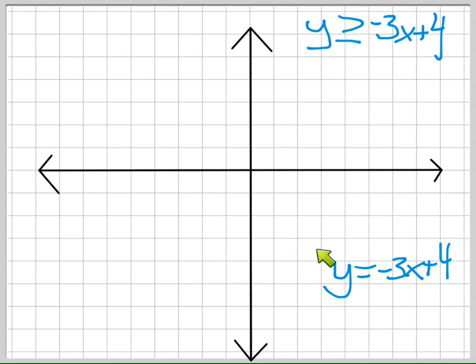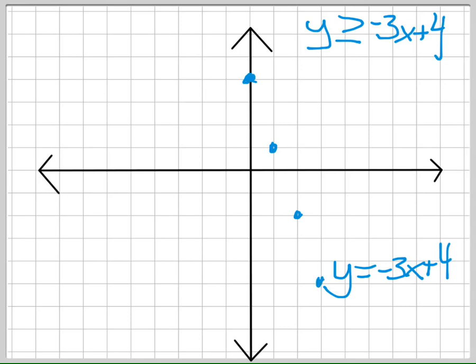So what would I do to start graphing the boundary line here? Go up to positive 4 on the y-axis and put a point, because that's my y-intercept. My slope is negative 3, so I would go down 3 and to the right 1. Down 3, to the right 1. And I would put this line.